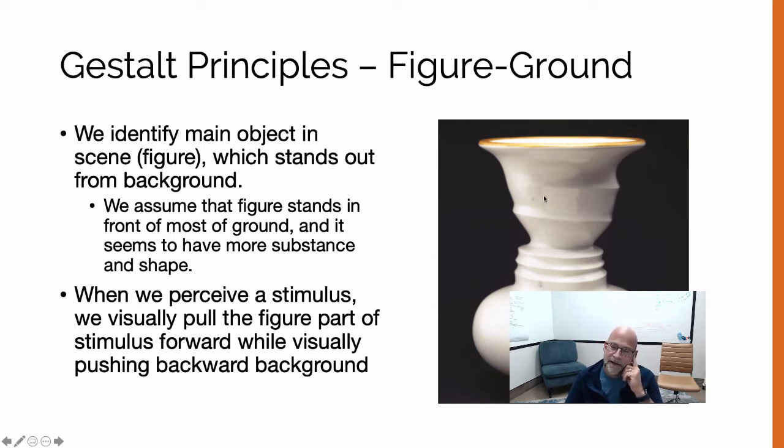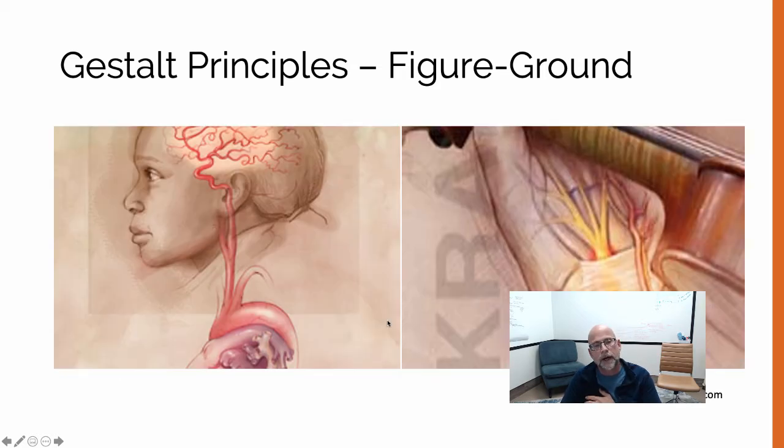You can see that example here. This was a vase created for Queen Elizabeth of England, for her anniversary with Prince Philip. In this particular case, you can see Queen Elizabeth over here, if you allow yourself to pull that background forward, and Prince Philip over here. Pretty cool. That's what we mean by figure and ground. And you can see that all the time.